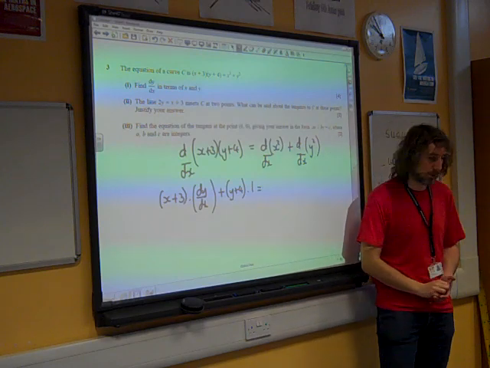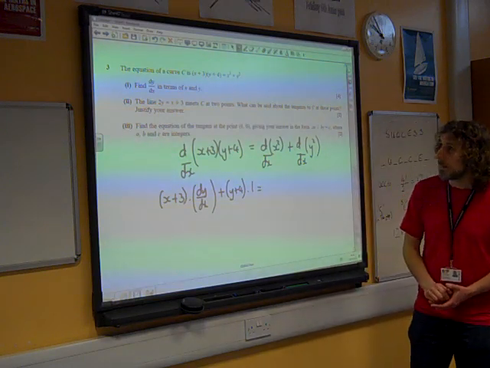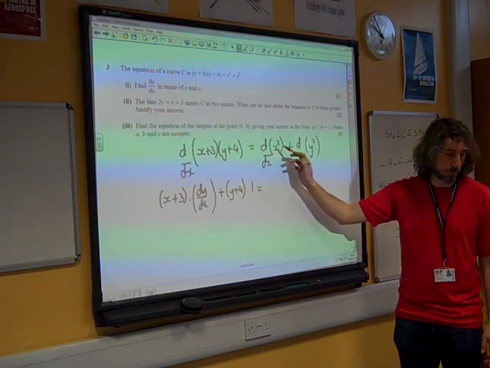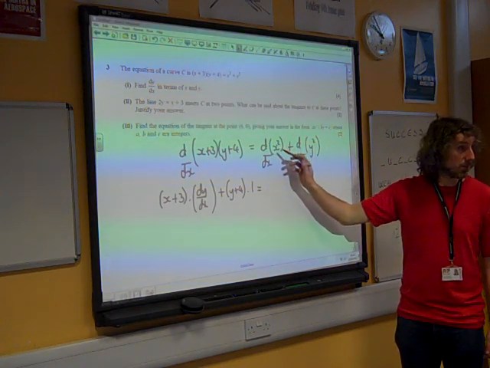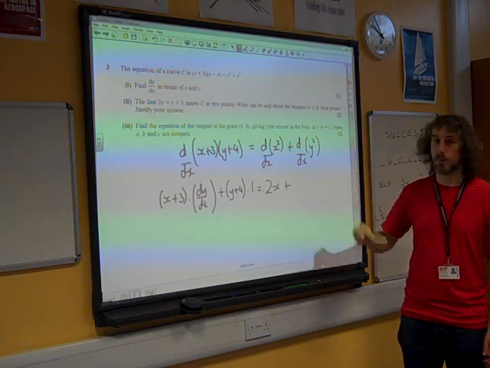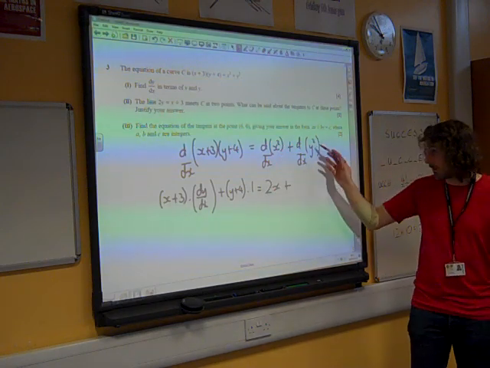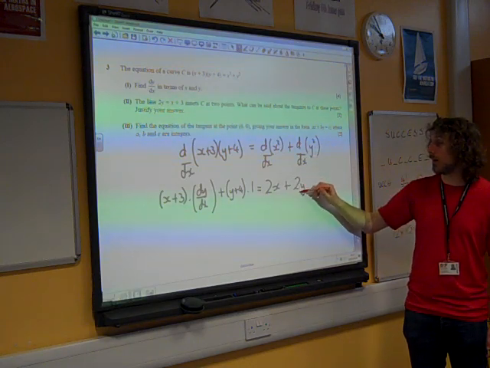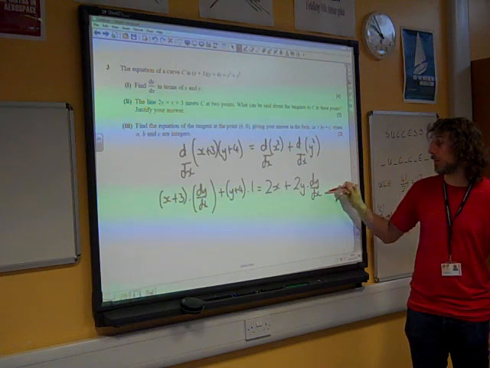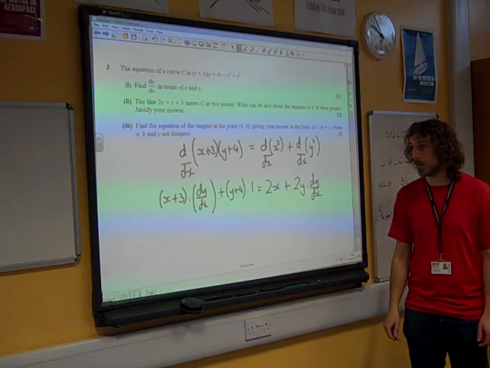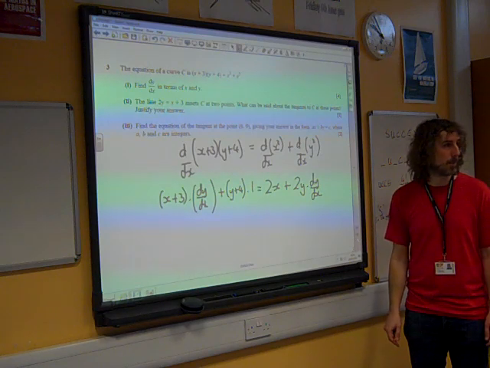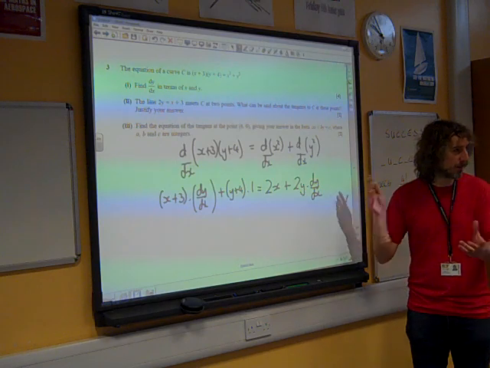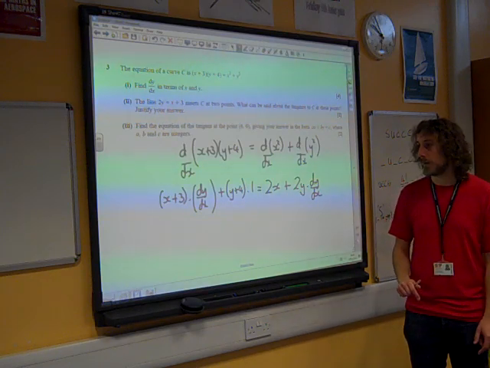So that's the left-hand side sorted out. I've now got the derivative of x², which is just 2x. And to differentiate y² with respect to x, I differentiate it with respect to y and then multiply by dy/dx: 2y dy/dx. Again, this is one of the things with Core, isn't it? It's so easy to make a mistake from simplifying things and moving things around. So we're going to be really careful.